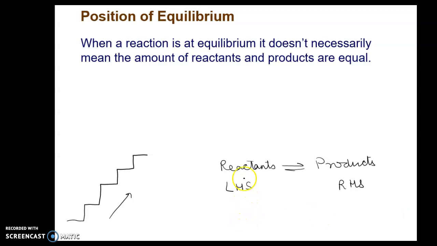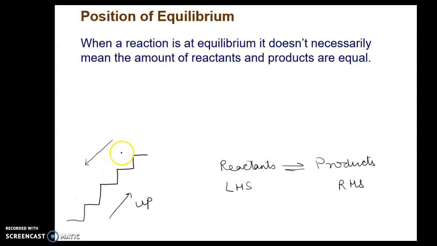Now, the reactants are on the left-hand side, so I've just used the term LHS, left-hand side, and the products are on the right-hand side. Now, when the reaction is happening, try to imagine an analogy here about an escalator moving up. Think of a person trying to run down the escalator because the escalator is going up. Somebody's trying to run down in the opposite direction.